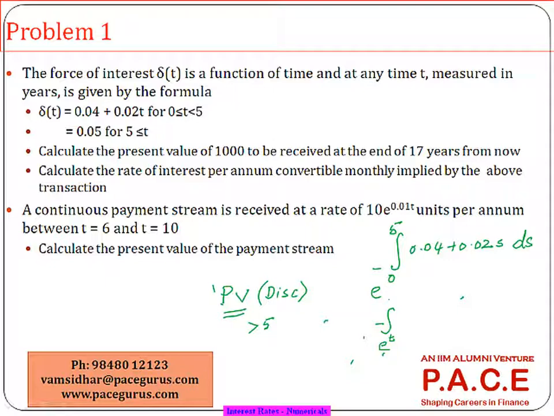e power minus the integral from 5 to t, whatever t is. Let's keep t general; we can substitute 17 later. This becomes 0.05 ds. Now I can add up at the exponent level, but keep that aside. I can very well find the integrals. For this part, the minus I am taking out. So 0.04 becomes 0.04s plus 0.02 into s squared by 2, and this entire thing is integrated between 0 and 5.